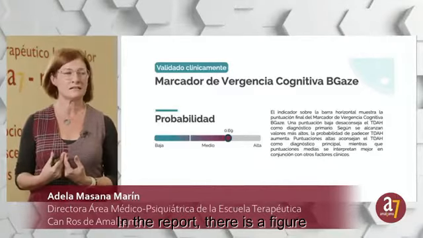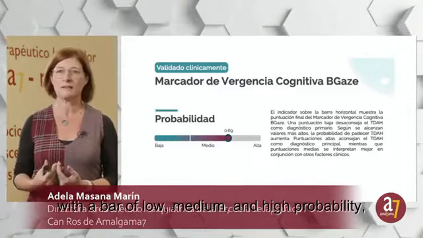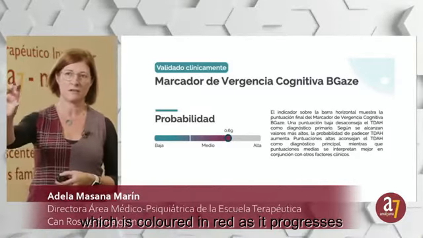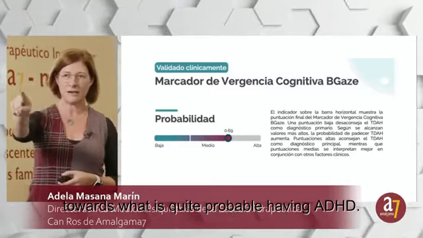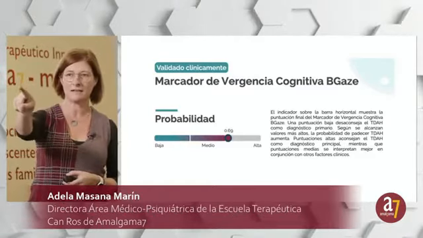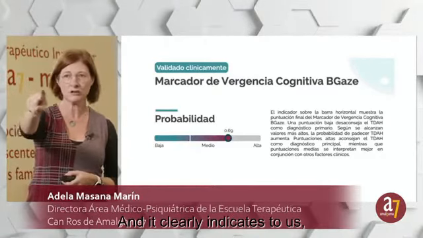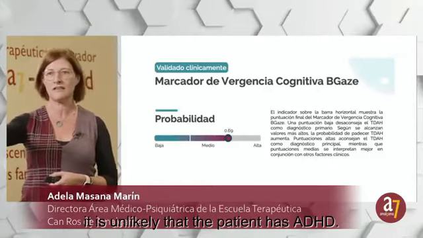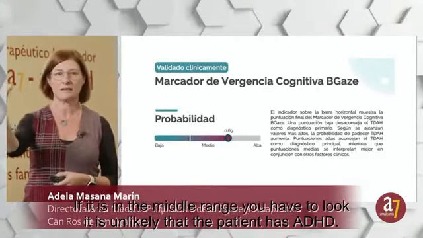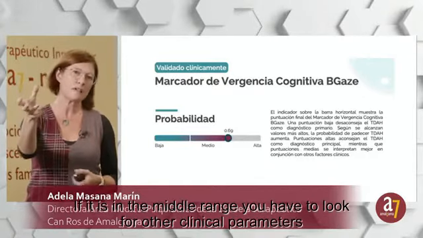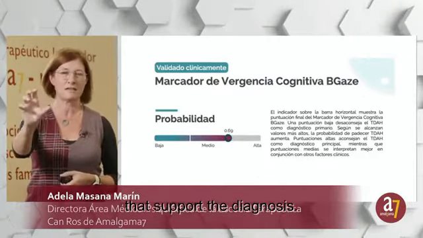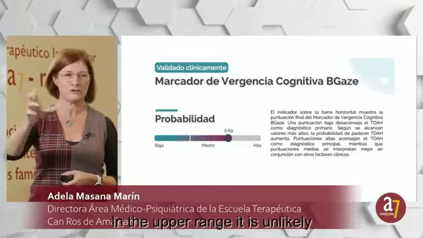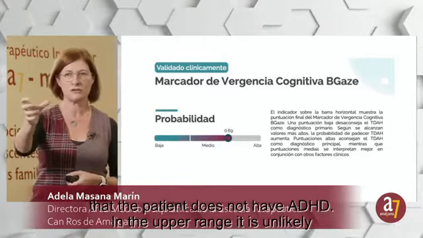In the report, there is a figure with a bar of low, medium, and high probability, which is colored in red as it progresses towards what is quite probable having ADHD. And it clearly indicates to us that if the marker is in the lower part, it is unlikely that the patient has ADHD. If it is in the middle range, you have to look for other clinical parameters that support the diagnosis. In the upper range, it is unlikely that the patient does not have ADHD.